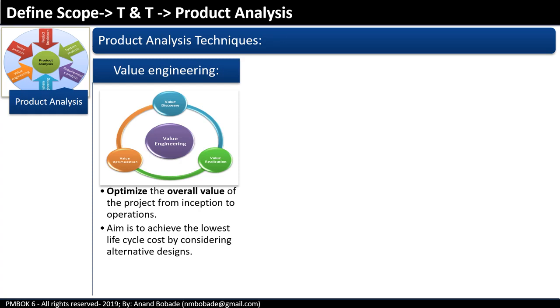The aim is to achieve the lowest lifecycle cost by considering alternative designs. It helps optimize the overall value of the project from inception to operations. For example, you can build a product with less cost by using substandard components. Product may have everything as required, but life of the product may be short, or product may need frequent maintenance, resulting in higher cost of ownership.